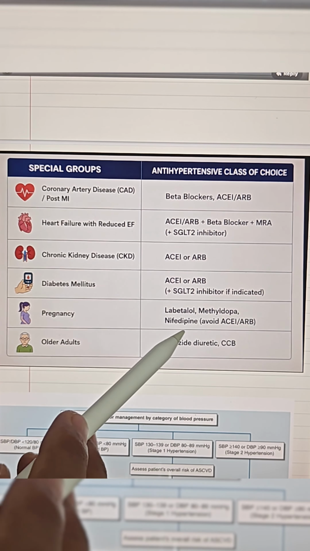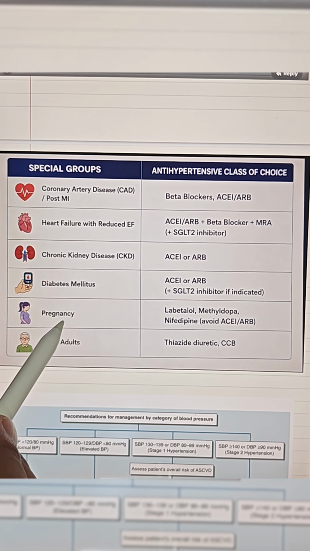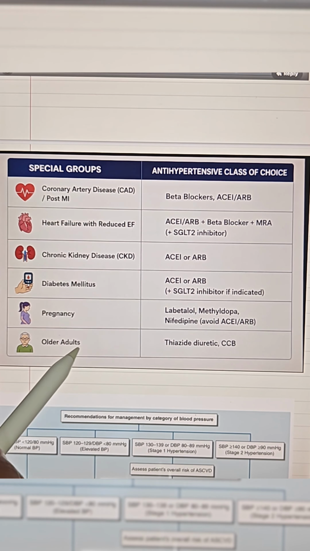In pregnancy, labetalol, methyldopa and nifedipine. ACE inhibitors and ARB to be avoided in pregnancy. In older adults, thiazide diuretics and CCBs are preferred. So these are special groups.